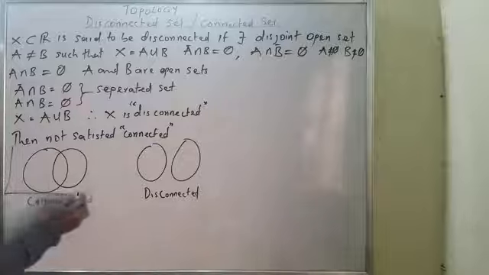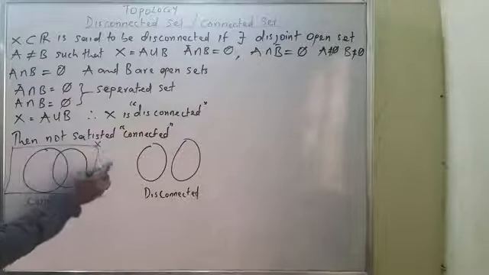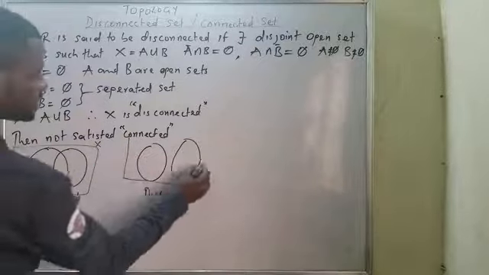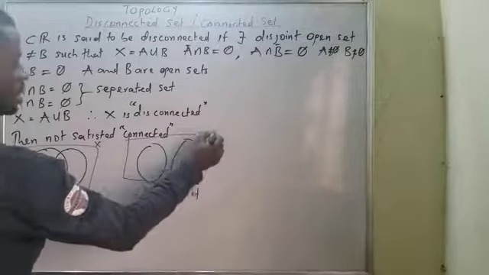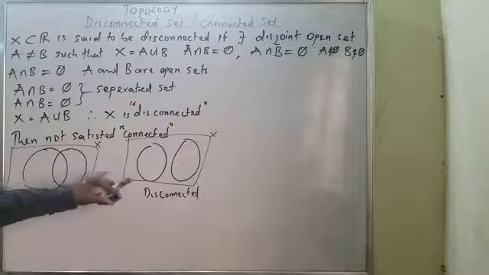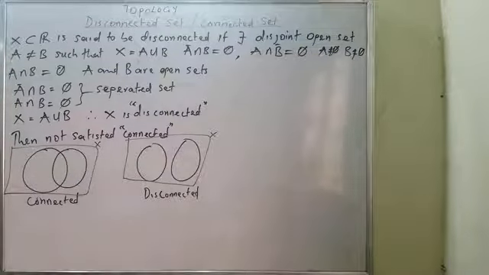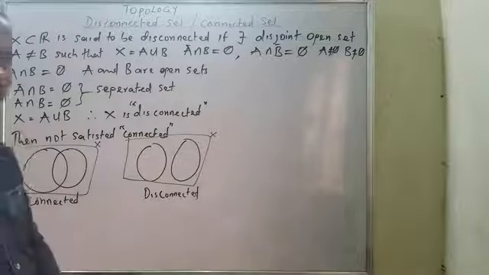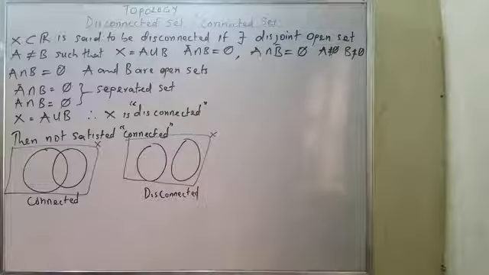I can break this up and call one part X, and also call the other X. This X is connected, and this X is not connected, it is disconnected. That is all about that. The major thing is that their intersection is empty and their union equals the given set. That lets us know it is disconnected. But if that does not happen, if the intersection generates another thing, it means it is connected.